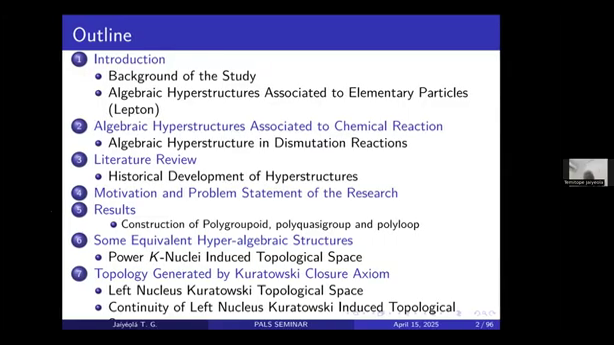This is the outline. We'll take a background on algebraic hyperstructures. I will introduce two particular physical systems, the lepton group and some chemical reactions, disputation reactions to be specific. I'll take a literature review and historical background of hyperalgebraic structures. Then we go to the motivation for the problem at hand. Then the results will be presented.